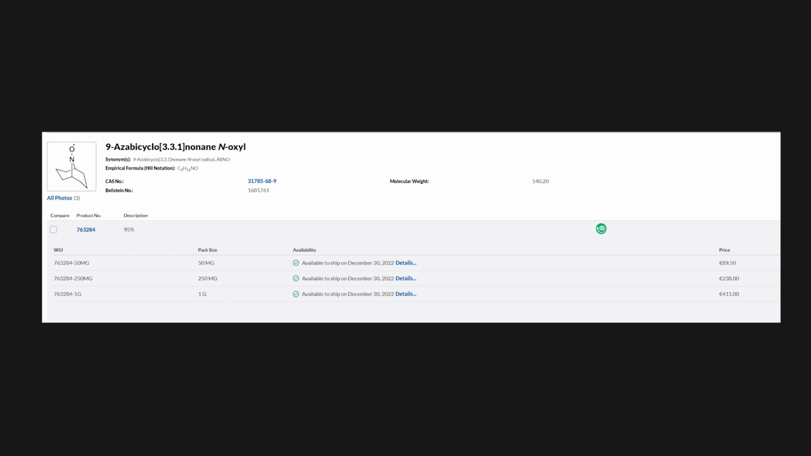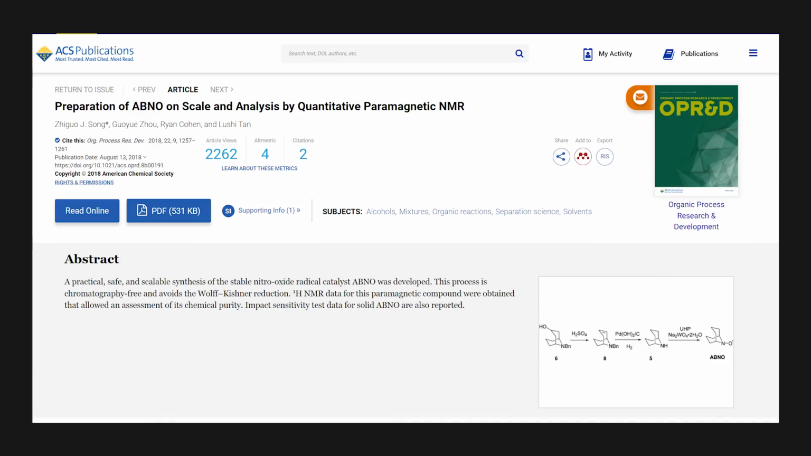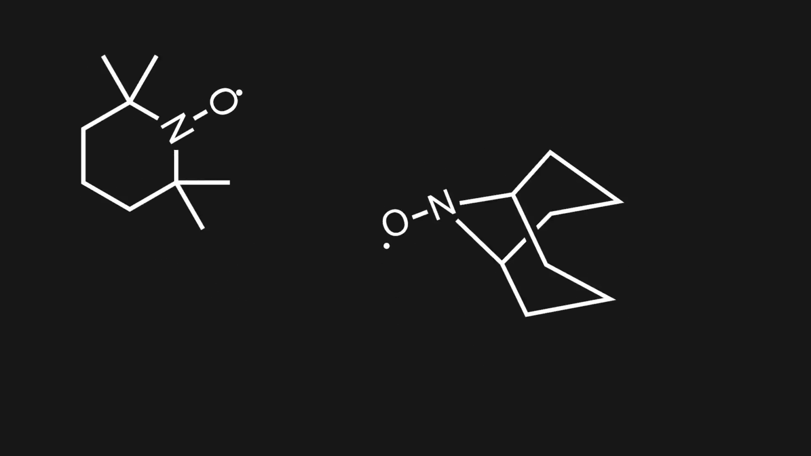Currently, ABNO is still quite expensive commercially, due to the difficulty in synthesizing it. But in recent years, methods have popped up that synthesize ABNO in a much more achievable and economical way. Stable radicals are pretty cool, so let's try it out.